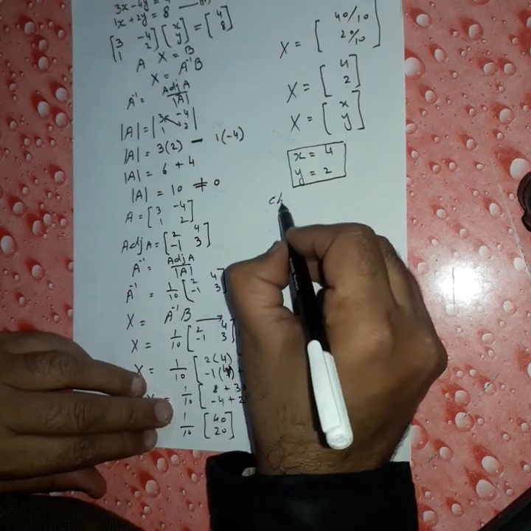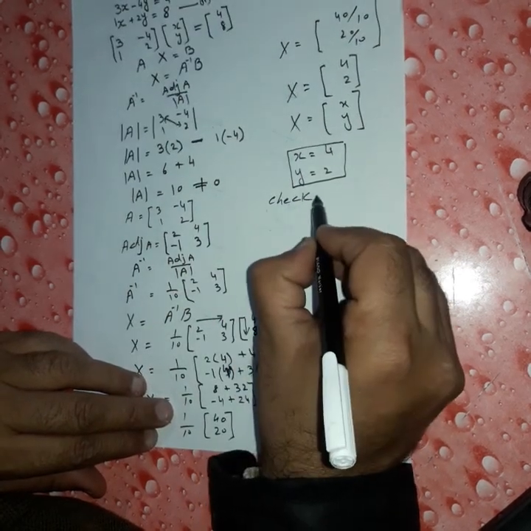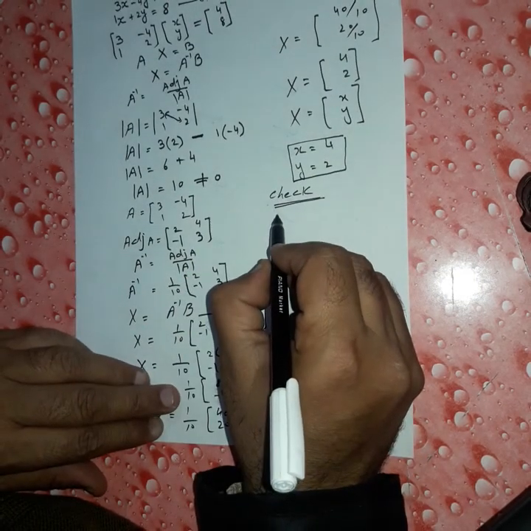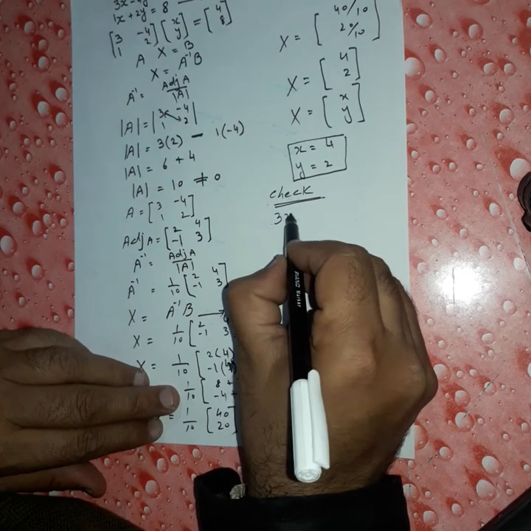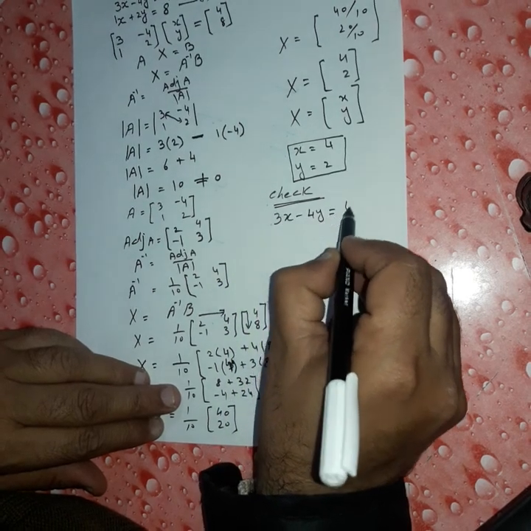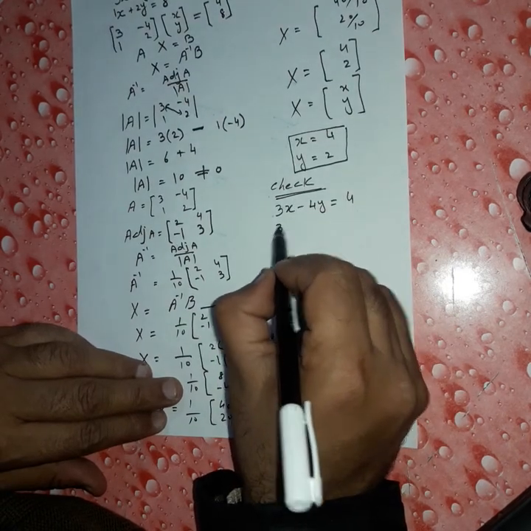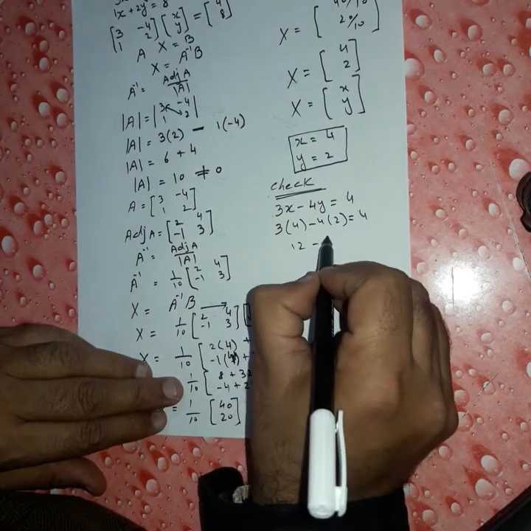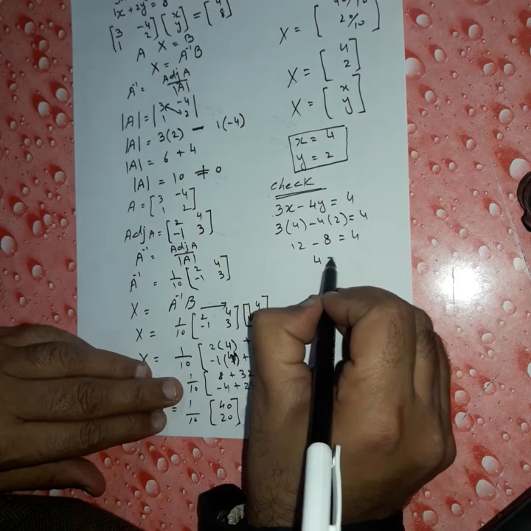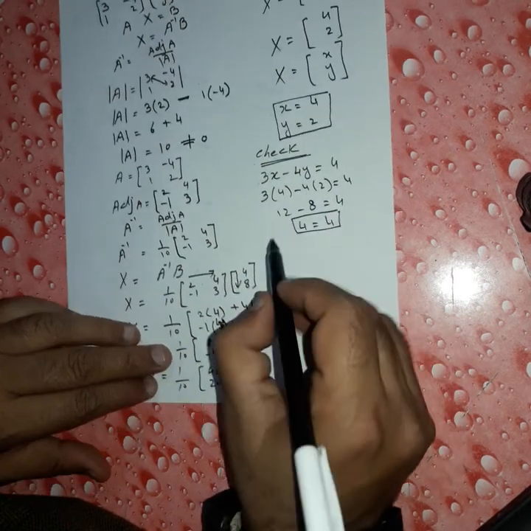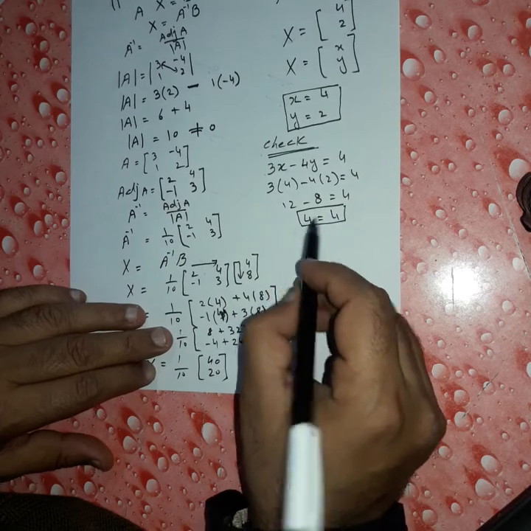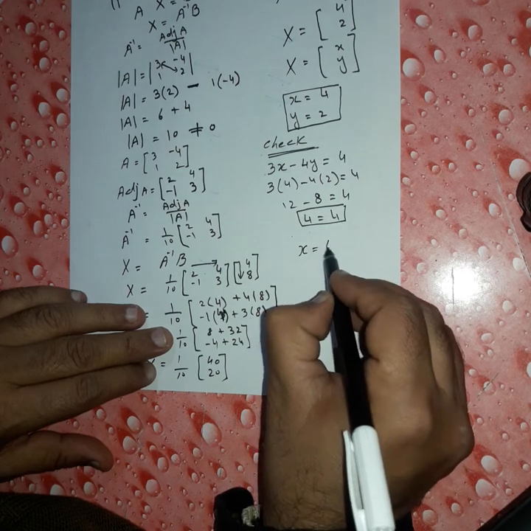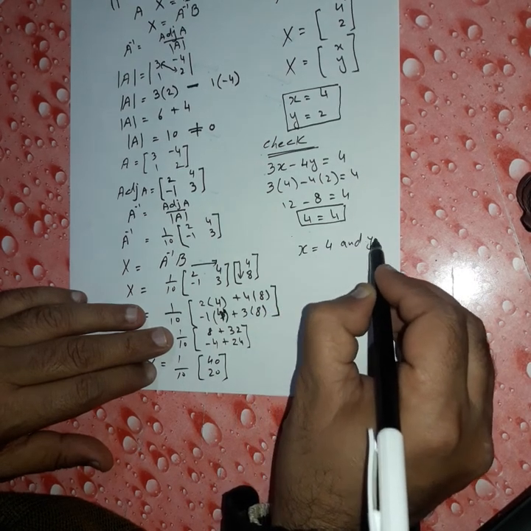Now we can check our answer. The method to check the answer is to put these values in any equation. We have two equations. The first equation is 3x minus 4y is equal to 4. Replace x with 4 and y with 2. 3 4s are 12, 4 2s are 8. 12 minus 8, 4 is equal to 4. Left hand side is equal to right hand side. So our solution is correct. We can say that the solution of these two simultaneous equations is x is equal to 4 and y is equal to 2.